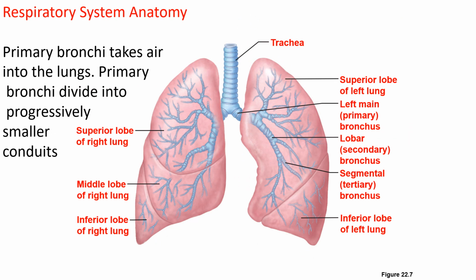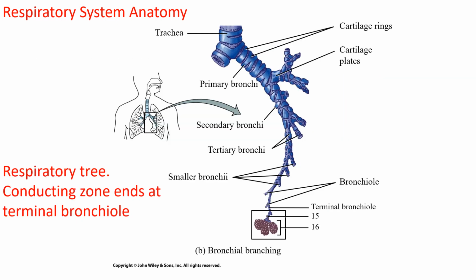But this is just to show the subdivisions. And from there it continues on into progressively smaller and smaller tubes, which are going to have less cartilage, more smooth muscle, less cilia. There is the progression with the last tube being called the terminal bronchiole.